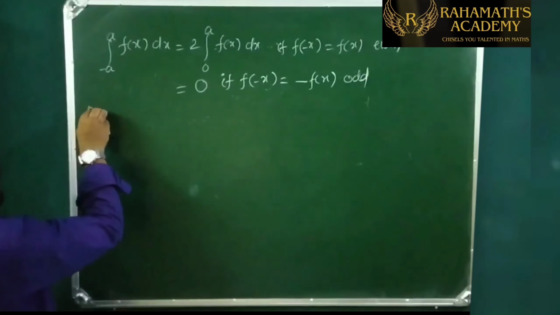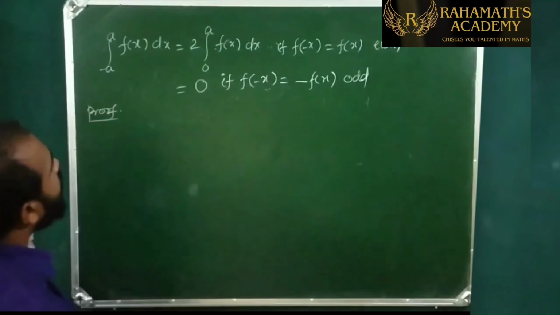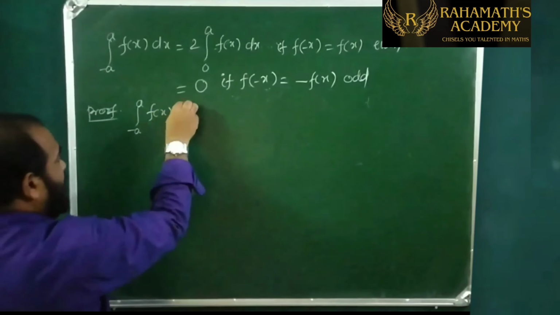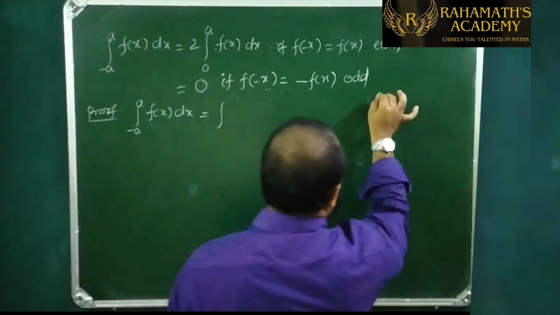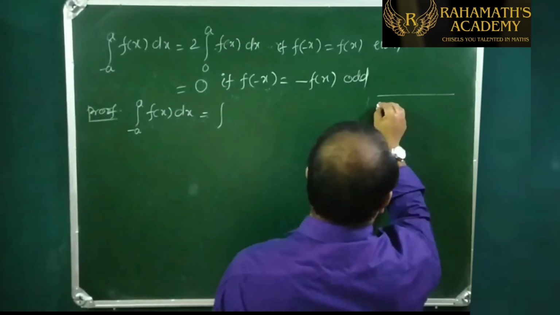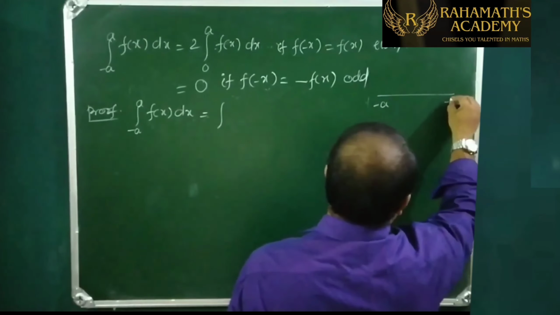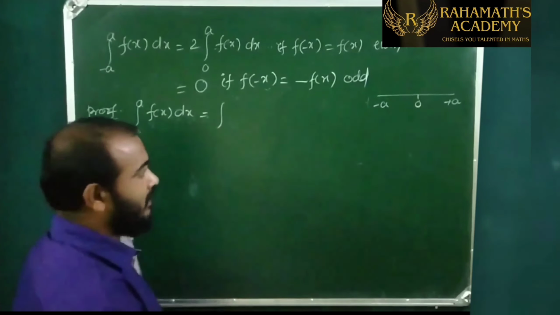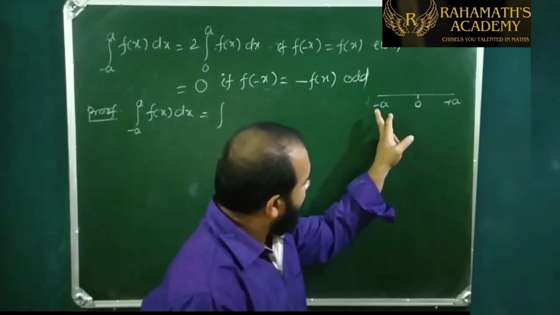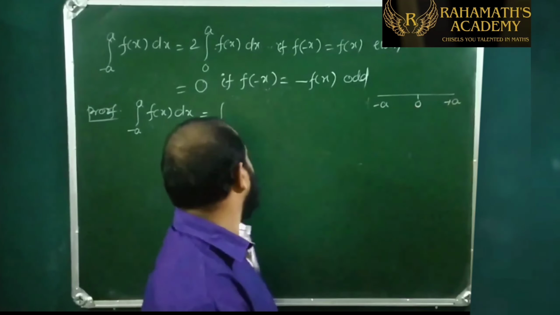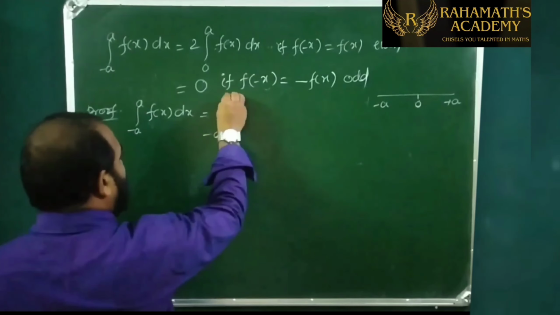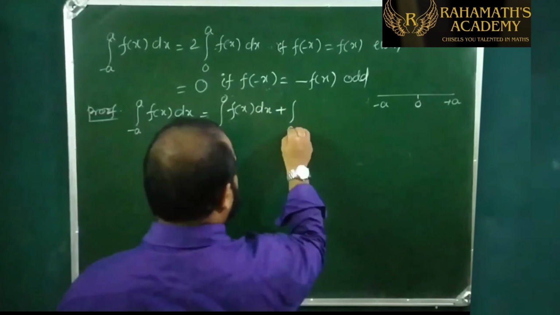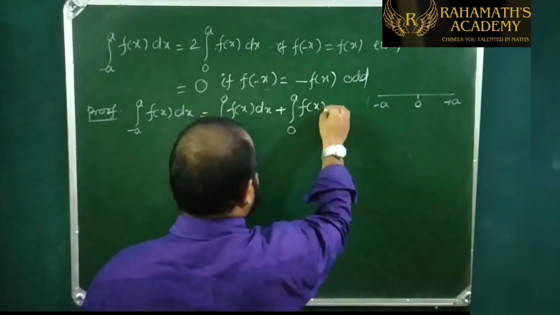So, proof. Minus a to a f of x dx is equal to, see this number line for example. So this is minus a and this is plus a and 0 is in between. Therefore, we can split the interval from minus a to 0 and 0 to a. So minus a to 0 f of x dx plus 0 to a f of x dx.